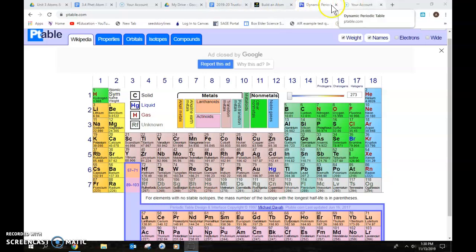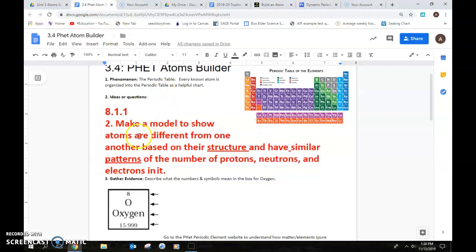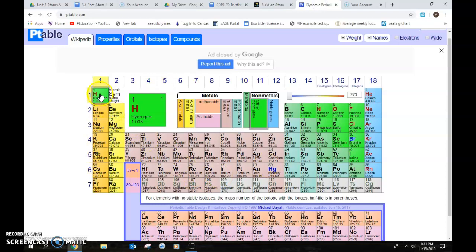All right, our next learning target today is learning target 2 for unit 3 on 8.1. And the learning target is: make a model to show how atoms are different from one another based on their structure, and that they have similar patterns of the number of protons, neutrons, and electrons in them. So let's go to a dynamic periodic table.